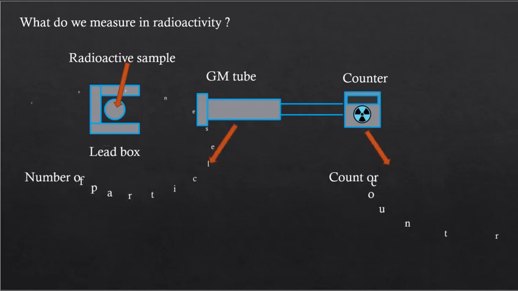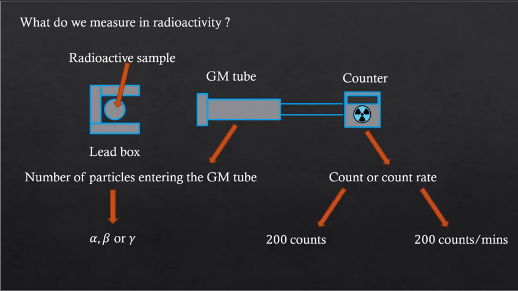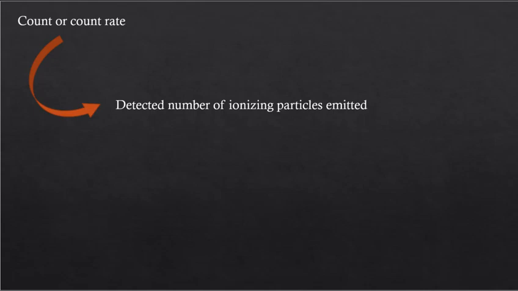When an ionizing radiation or particle enters the GM tube, the counter will register a count. The ionizing particles are alpha, beta, and gamma. The count or count rate will be reported by the counter as 200 counts or 200 counts per minute. The count or count rate is simply the detected number of ionizing particles emitted in the direction of the GM tube.